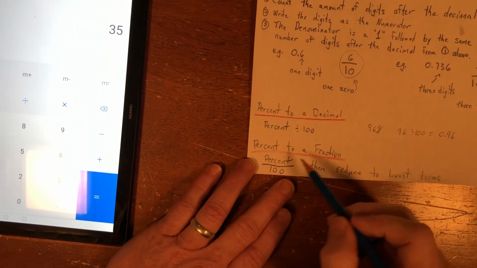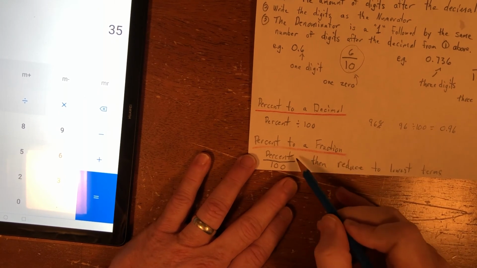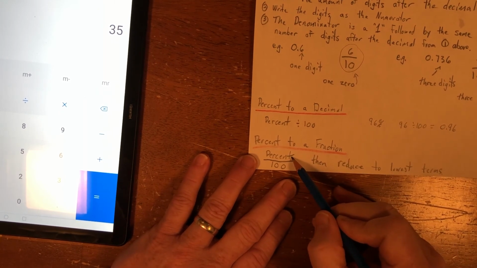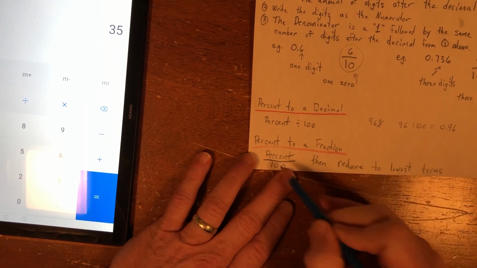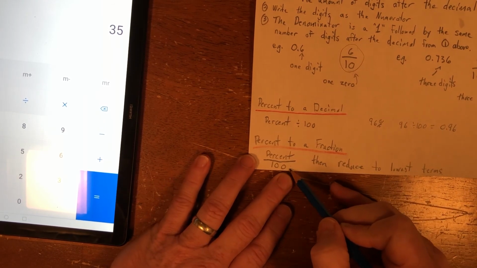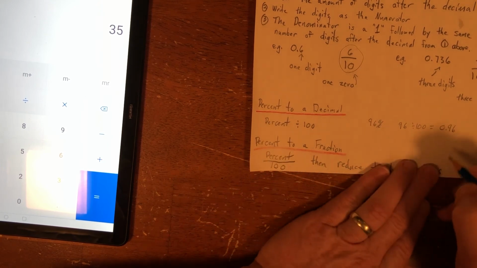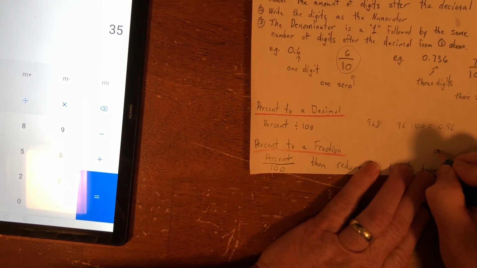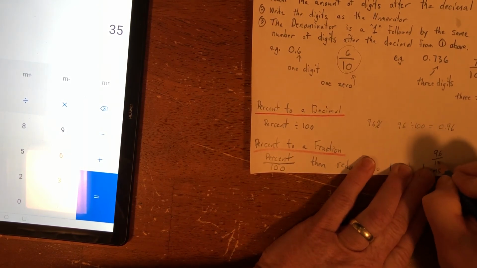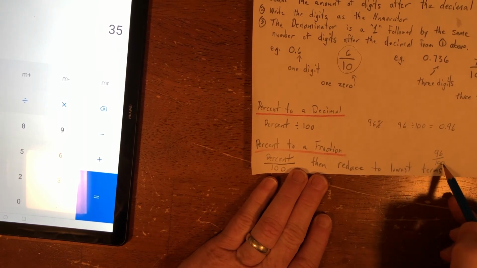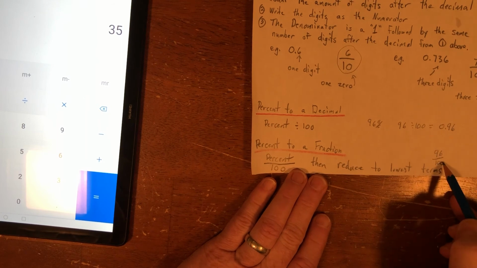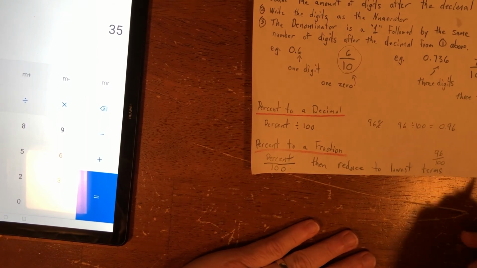And last but not least, a percent to a fraction. We write it over the denominator 100. So if it's 96%, we would write 96 over 100. That is the percent as a fraction. And then this, again, you have to reduce to its lowest terms.